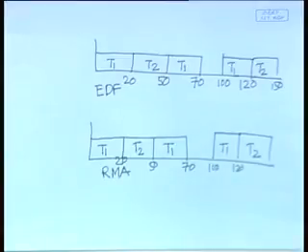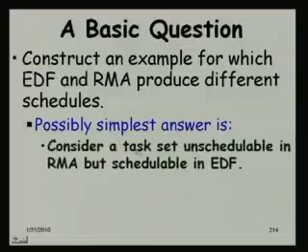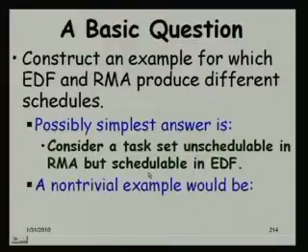See, the simplest answer is that when something is unschedulable by RMA but is schedulable by EDF, definitely their schedules will be different, is it not? Because RMA is not able to schedule it, EDF must be using a different schedule, is it not? That is one hint. This is the simplest way to construct a task set which has different schedules under RMA and EDF.